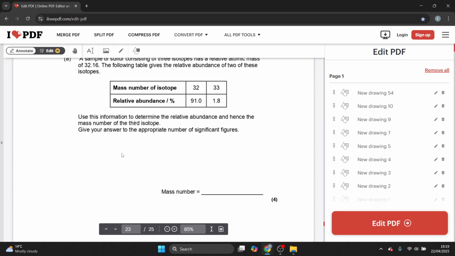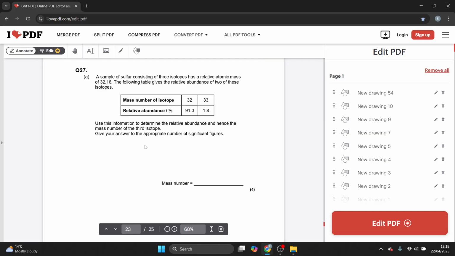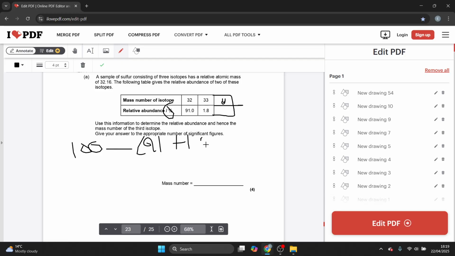Use information to determine whether the Bunsen has the mass number of the third isotope. Again, another weird one. But this one is pretty easy because I want to determine the mass number of the third isotope. So this one is going to be the third one. The mass number, what is this? Y? Well, the percentage abundance is just 100. Total percentages add up to 100, minus 91 plus 1.8. Then you find that, and that's 32.16 relative atomic mass.